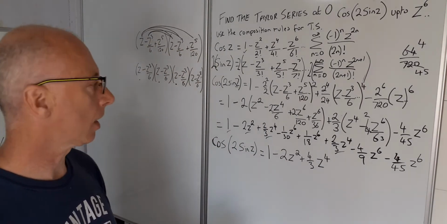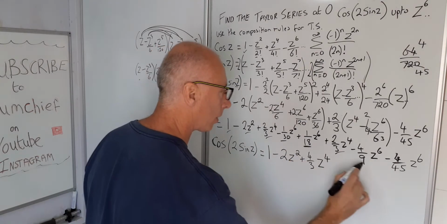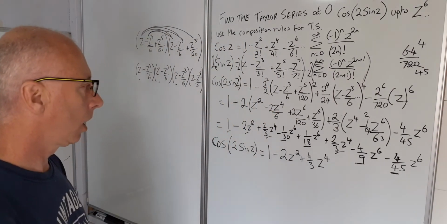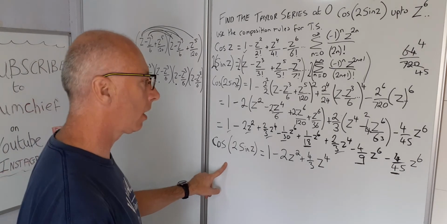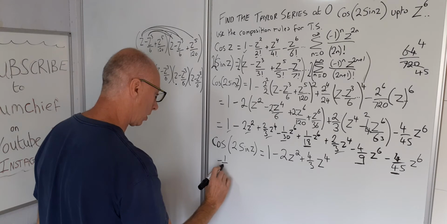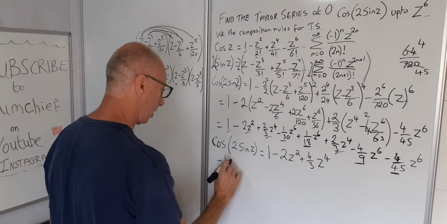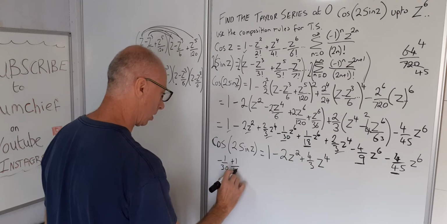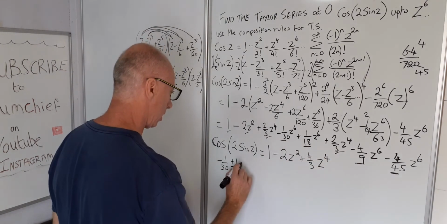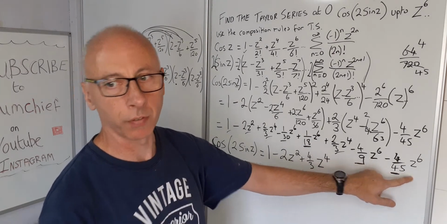Okay, z to the 6 is going to be a little bit more tricky. We've got a few more terms. Got this one, this one, this one, and this one. Okay, let's just write down under here how we're going to add those up. So it's minus 1 over 30, plus 1 over 18, minus 4 over 9, and then the last one minus 4 over 45.